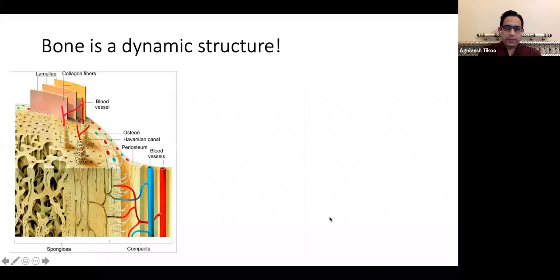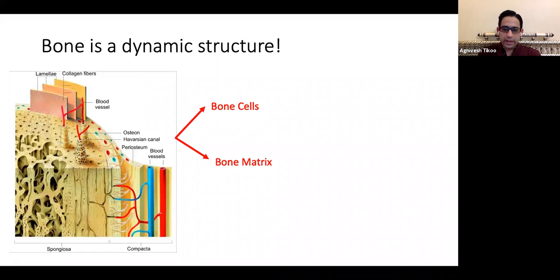All right. So bone is basically a dynamic structure. It's not a static structure. It's like a bucket of water, or an overhead tank, wherein water comes and flows down. We all use that water and it needs to be replenished. So it's a dynamic structure, and it contains two things: one is the bone cells, and the second is the bone matrix. Cells form the matrix.